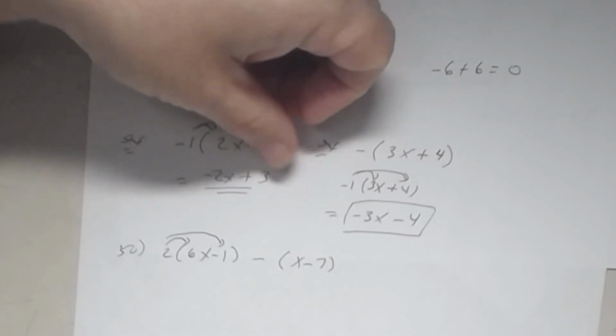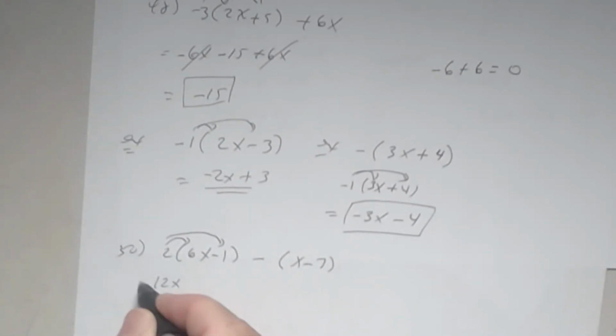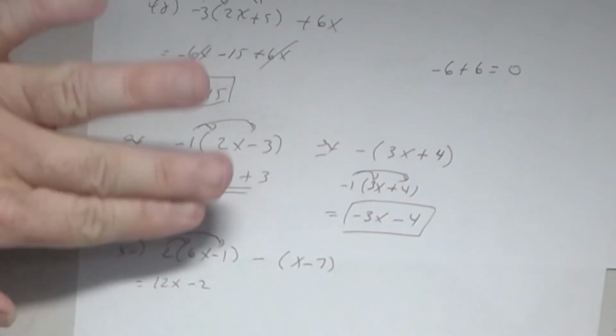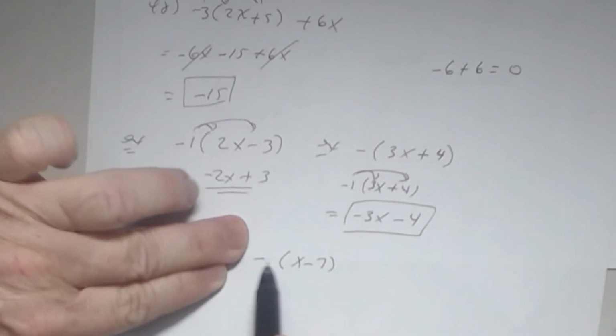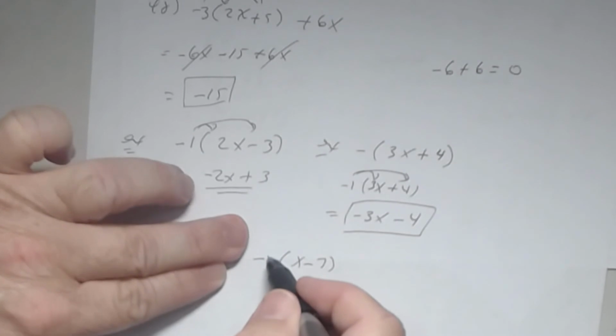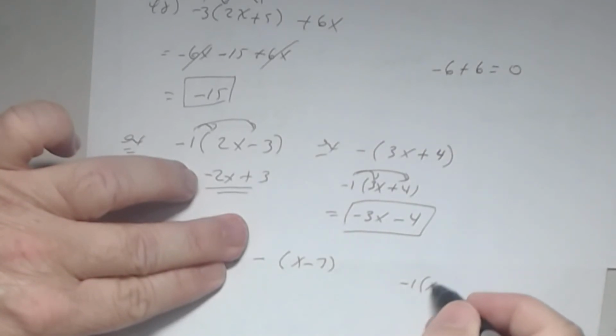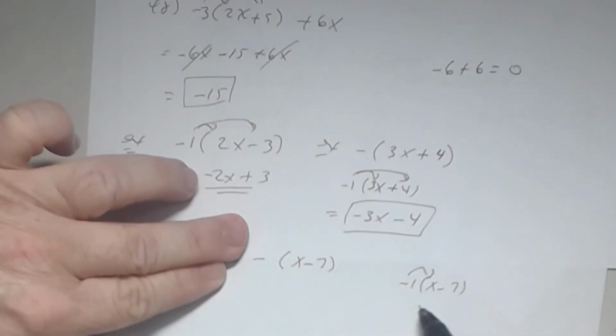So let's look at that for a moment. What's 2 times 6x? What's 2 times negative 1? All right, so that part was easy. So if I cover this part up, then right here, that kind of looks like this, right? So I'm going to distribute a what? Negative 1. So in your mind, and you don't have to write it, this is what you have. So this becomes negative x.